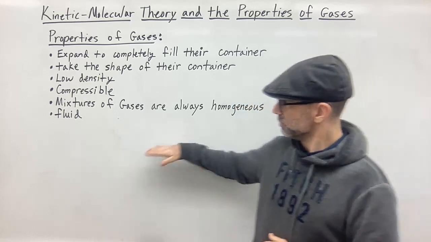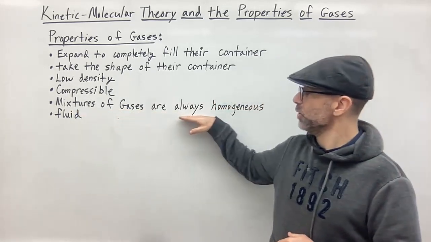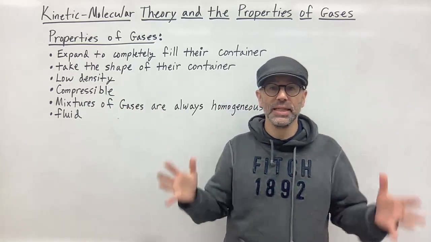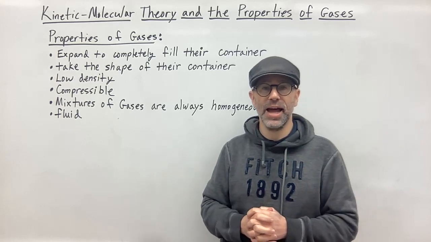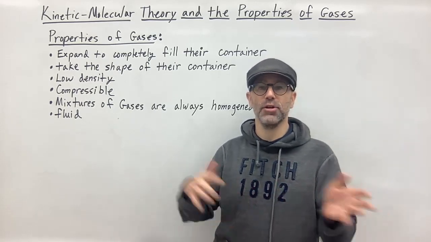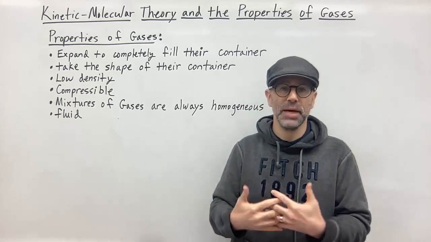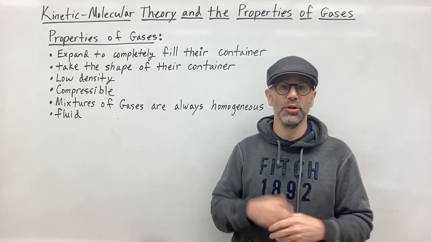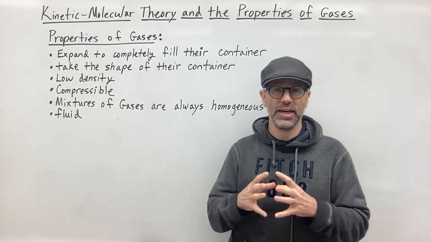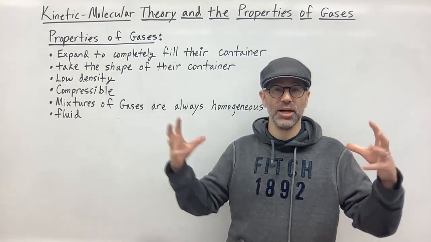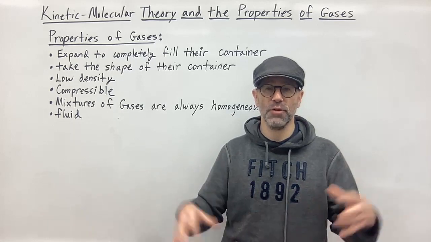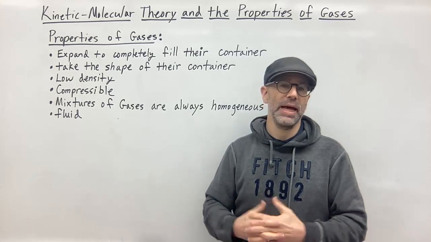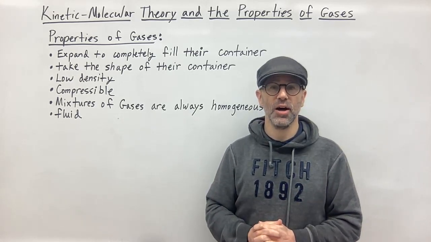And then finally, we have mixtures of gases. Whenever you have mixtures of gases and you put them together, they're always going to be homogeneous. They're always going to be completely mixed together. You're not going to have more of one gas on one side versus another gas on the other. They're going to be completely mixed. And again, the reason for that is because the particles are so far apart from each other, they're not really interacting, and so they can spread out and fill up the container. So if you mix two or three or four gases, all of those gases can expand evenly throughout the container, and therefore they're always going to be homogeneous.